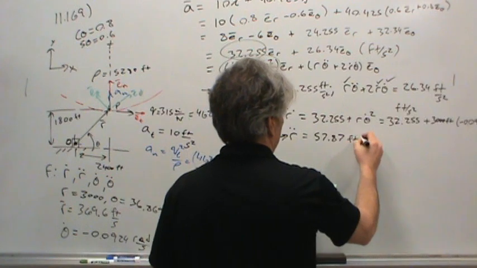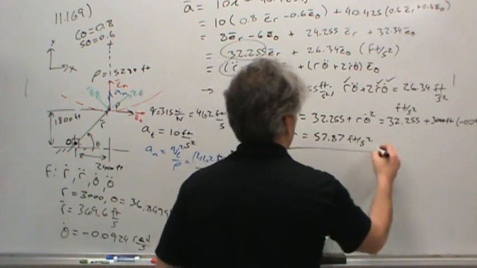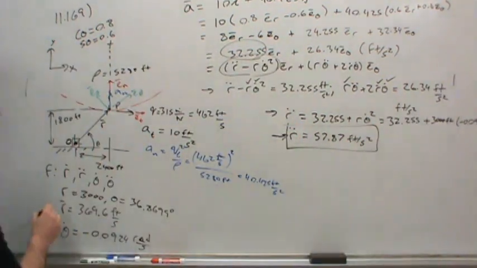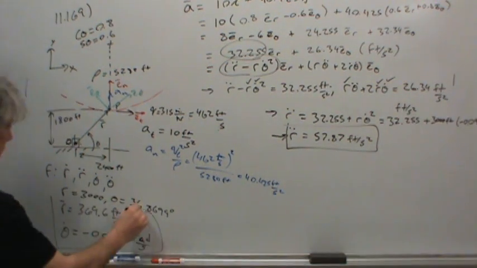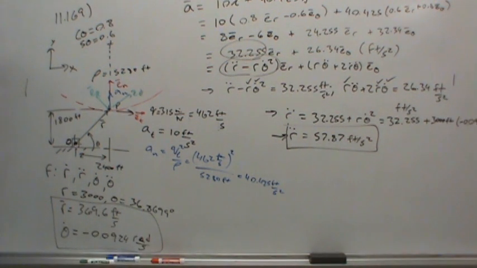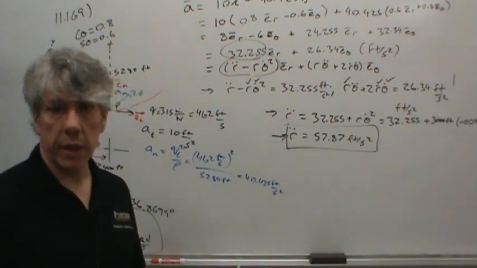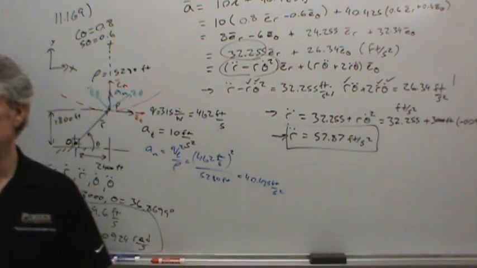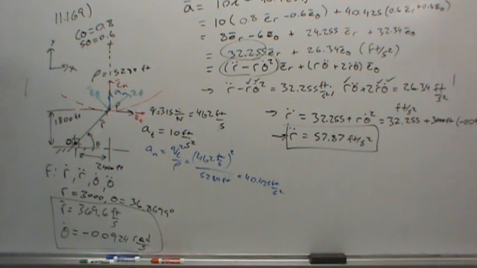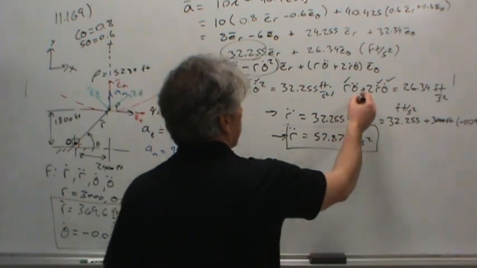.87 feet per second squared. I guess I could put boxes around these as well since they are also legitimately answers. Did I hit buttons on my calculator okay? Yep. Okay.